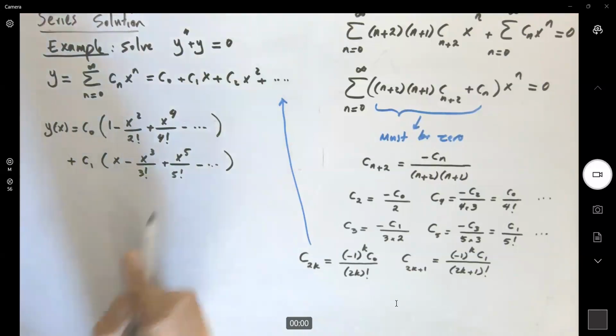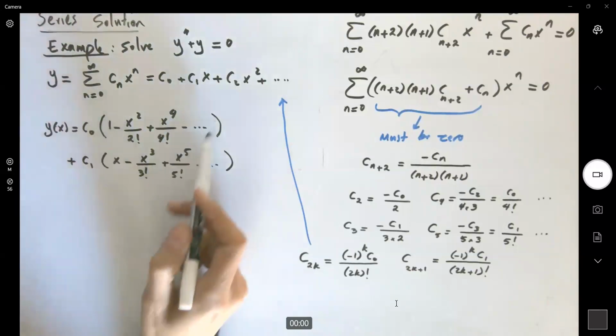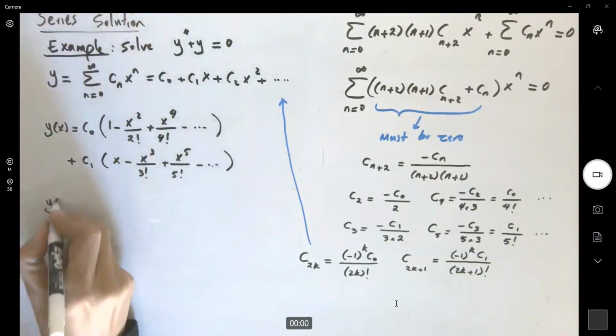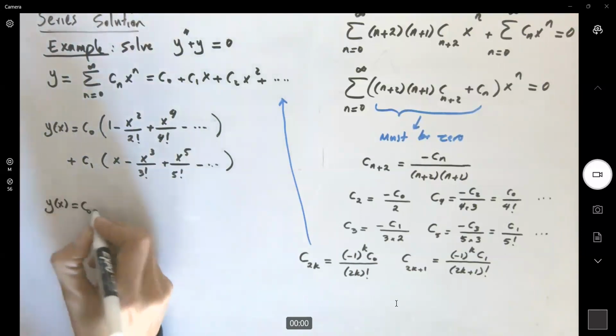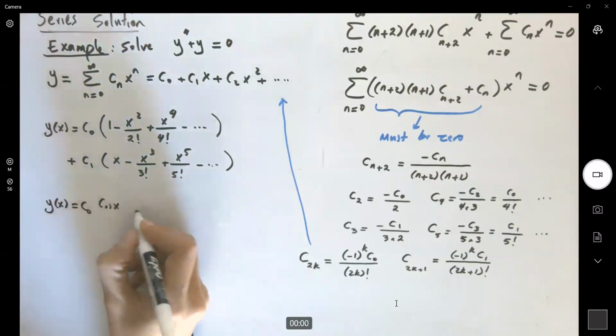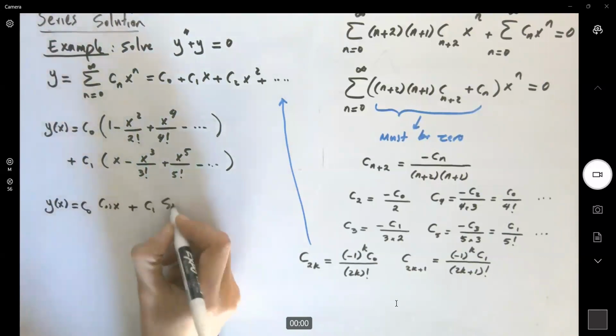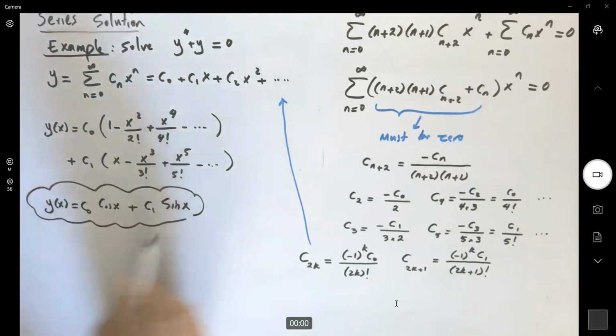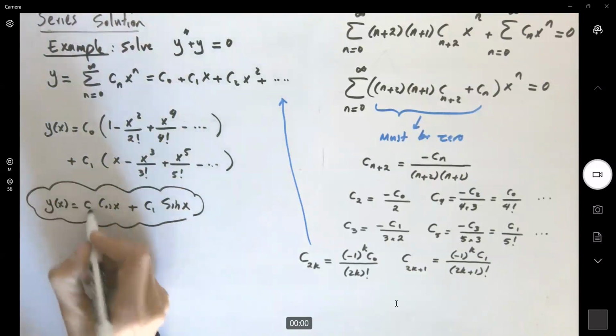But remember, what was the definition of this expansion? y of x is nothing but c sub 0 times cosine x plus c sub 1 times sine x. So we found the general solution for this differential equation.